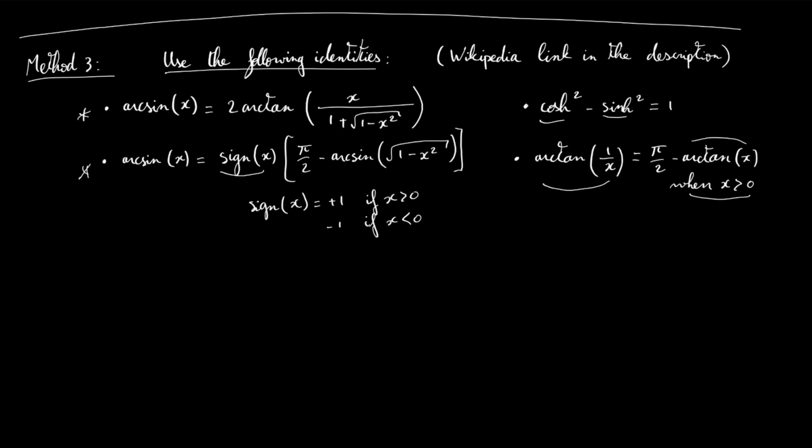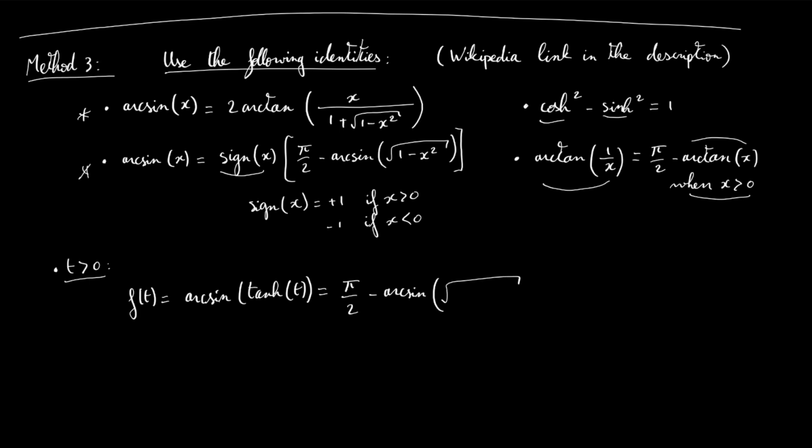So now we are going to consider two cases: a case where t is strictly greater than 0, and then later we'll see the case where t is negative. We have f of t equal to the arcsine of the hyperbolic tangent of t, which is equal to pi over 2 minus the arcsine of the square root of 1 minus the square of the hyperbolic tangent of t. In that case, the identity that we are using is the second one, and the sign of the hyperbolic tangent of t is strictly positive, so that's why we can write this formula with pi over 2.